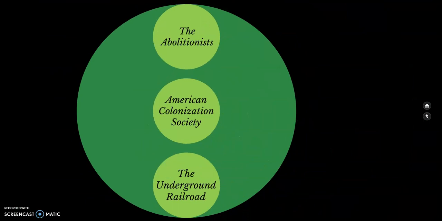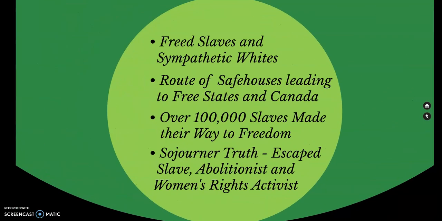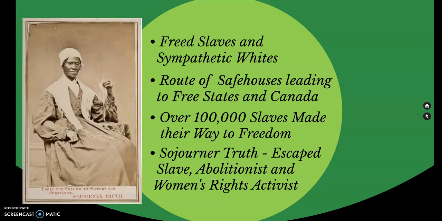The Underground Railroad. The Underground Railroad was a system set up by freed slaves and sympathetic whites. It was a route of safe houses leading to the Free States and Canada. Over the course of the history of the railroad, over 100,000 slaves made their way to freedom. Sojourner Truth was an escaped slave, abolitionist, and women's rights activist who helped lead many slaves to freedom.